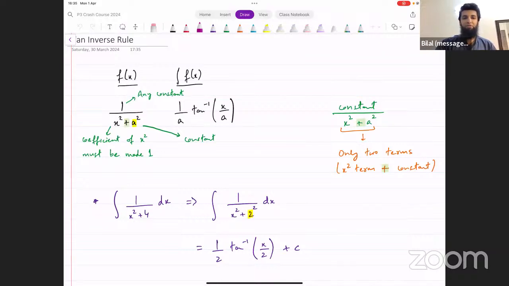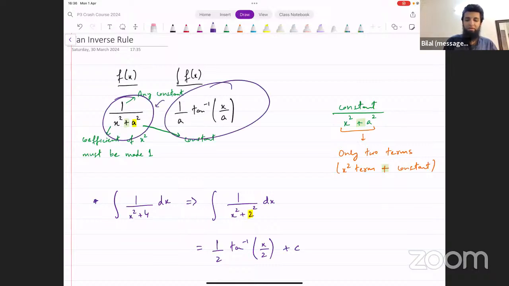If a fraction is of this form, such that in the numerator you have a constant and in the denominator you have two terms, in which one of them is x squared and the other is a constant, and there's a plus sign between them. So you have to have only two terms, one x squared term, one constant, and a plus sign between them. You can integrate fractions like these using the tan inverse rule. What does the tan inverse rule look like? 1 over x squared plus a squared. If you have a fraction of this form, you can write the integral like this.